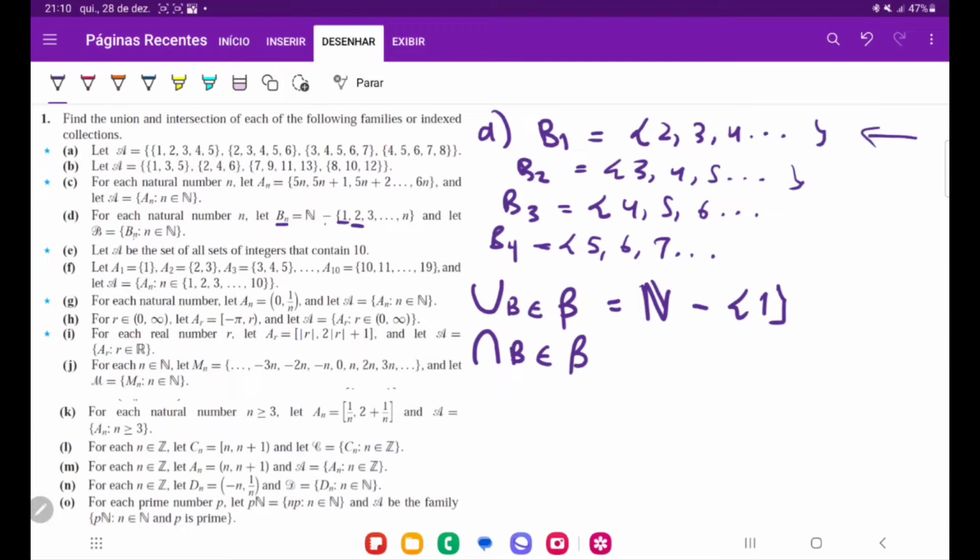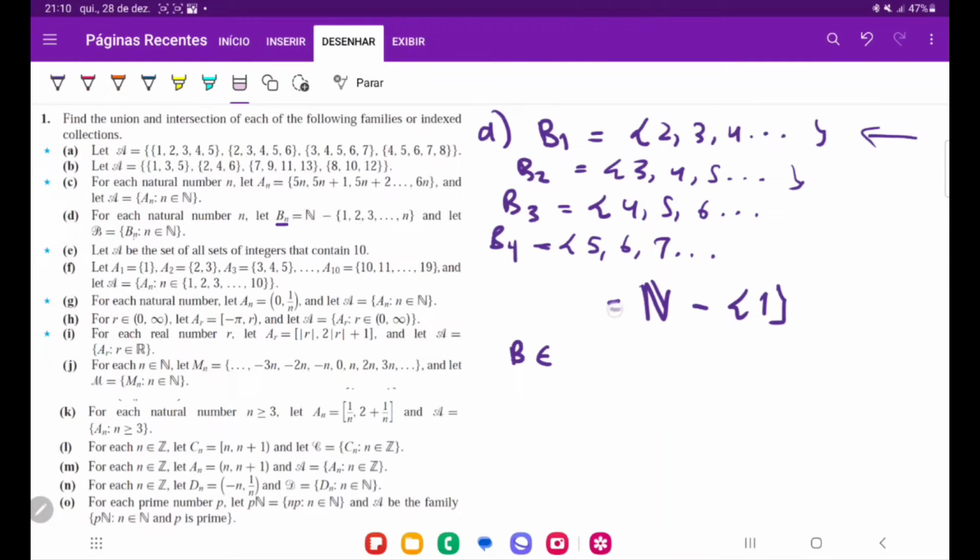And now what about the intersection of B over B? Well, as you can see, it basically gets smaller and smaller. That means that they're not going to have one element that is common in every single one of them. Because suppose you have the element 1,000,000. Well, eventually you're going to get to B sub 1,000,000 where it's going to exclude that 1,000,000. So depending on the number, you can always have an index that is going to exclude that number, which means that the intersection is going to be empty. So that's it for item D.